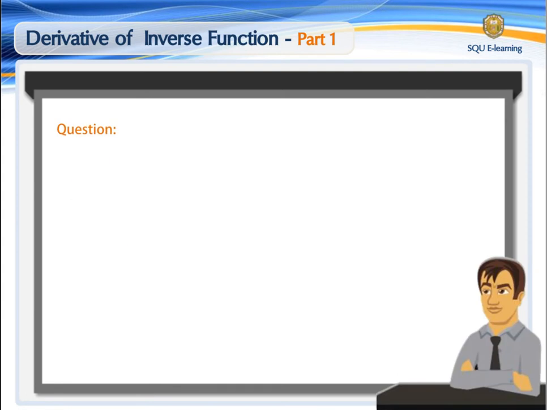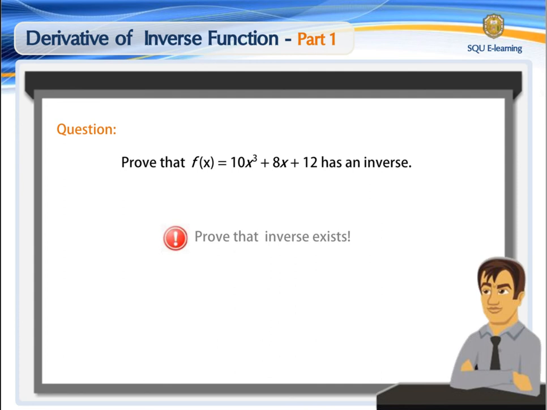Now, one of the questions that you expect to get in this section is the following. Prove that the function f(x) = 10x cubed plus 8x plus 12 has an inverse. He just asks you to prove that the inverse exists. Since we are asking about the existence of the inverse, you expect to use Theorem 3.7.3. But how are we going to do that? Let us answer the question step by step.